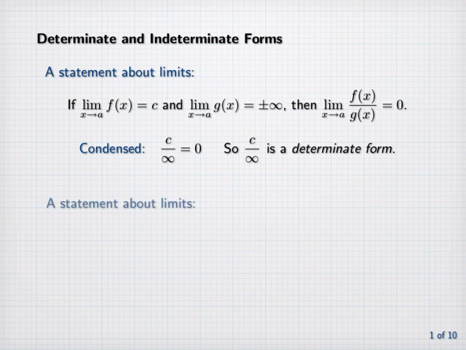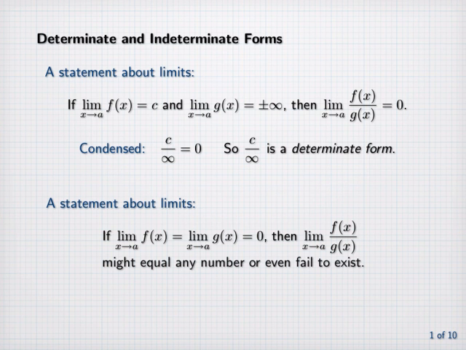Now consider another statement about limits. If the limit as x approaches a of f of x and the limit as x approaches a of g of x are both 0, then the limit as x approaches a of the quotient f of x divided by g of x might equal any number or even fail to exist.